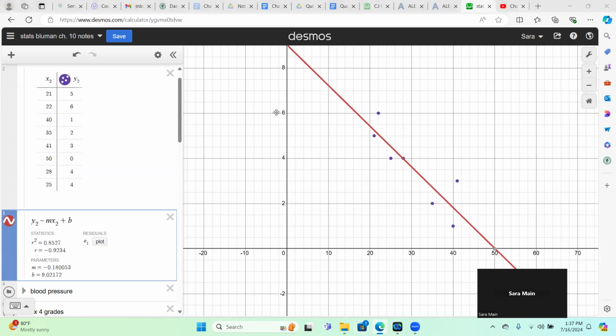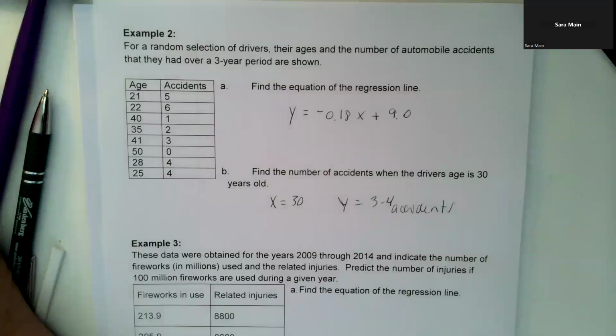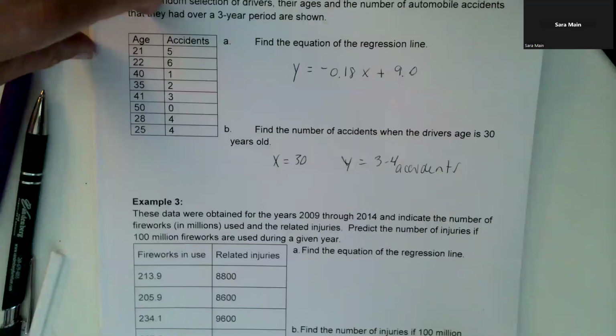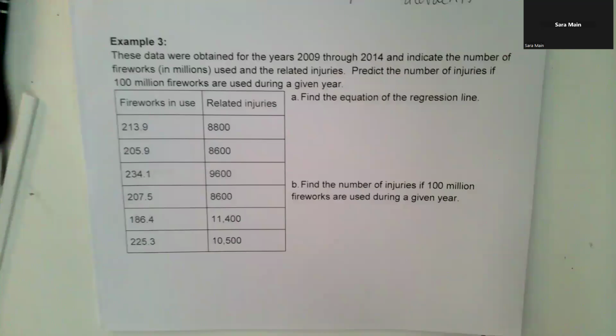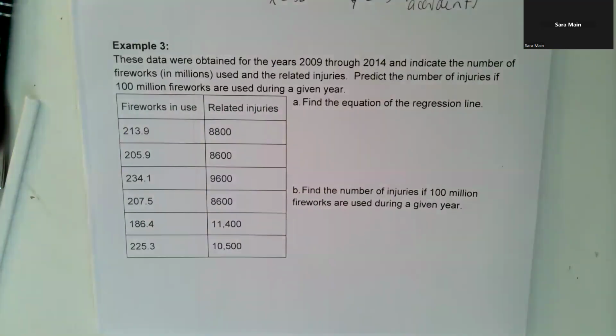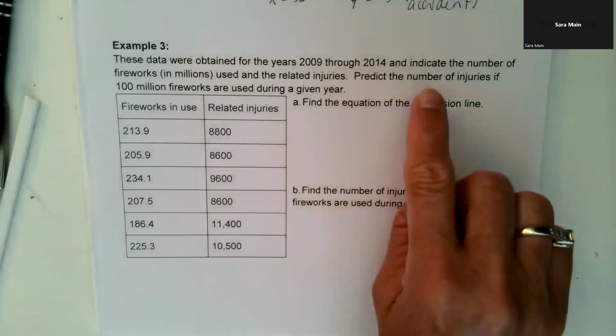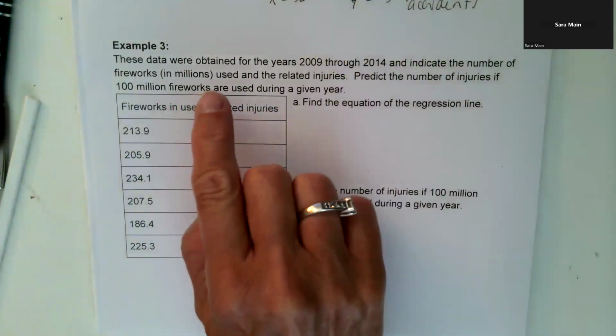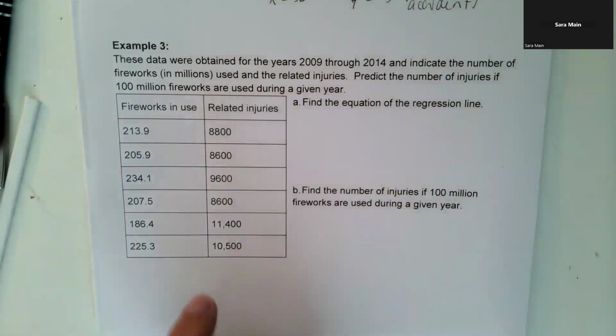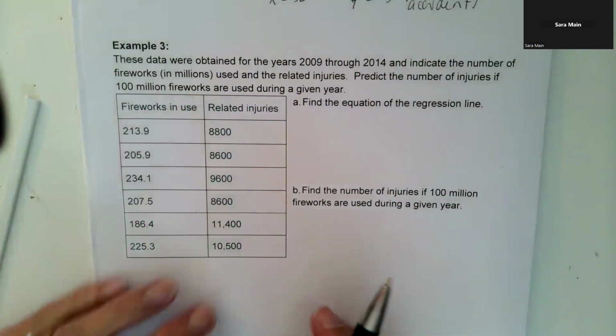And let's look at our last example here. Our last example is these data were obtained for the years of 2009 to 2014 and indicate the number of fireworks in millions used and the related injuries. Predict the number of injuries if 100 million fireworks are used during a given year.